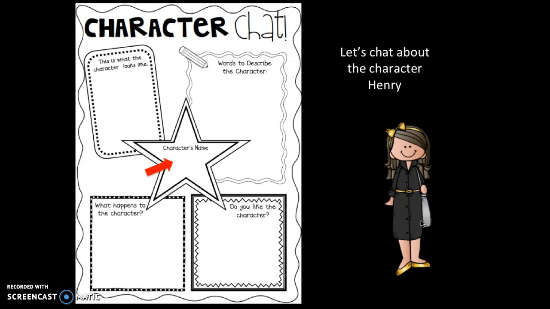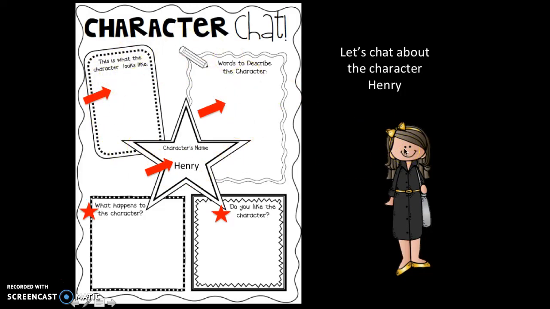So there's a spot here for your character's name. You can have a quick little sketch of what your character looks like. And you're going to use words to describe your character. Now, boys and girls, these words can be about the character on the outside or how the character is on the inside. These last two boxes down here, these are kind of like bonuses. These are like optional activities. What happens to the character and do you like the character? We're going to study that shortly, but not for this lesson. I just want you to focus right in here on these top three boxes.